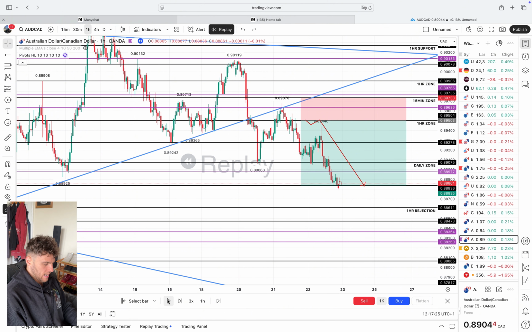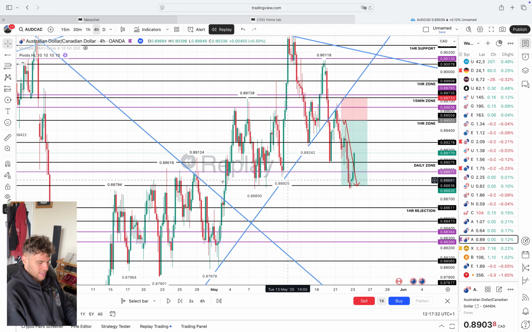Let's actually see how this played out. Did we get the rejection off this level? Yeah, as you can see, we got the upside from this level, proving, picture perfect, the big rejections that we usually see with this area.